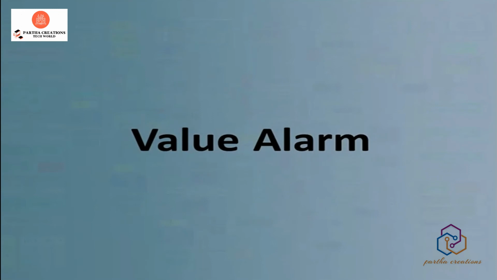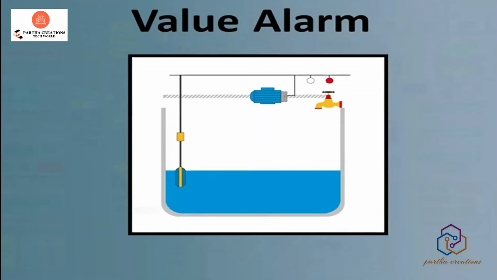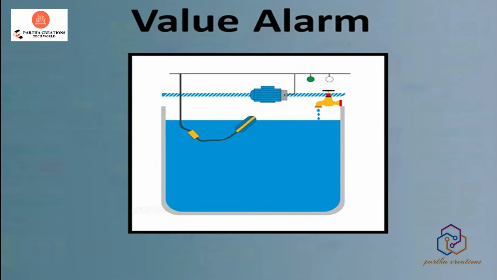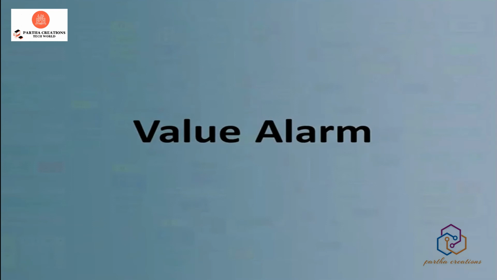The value alarm is related to a particular value or a range. For example, in our case of the water tank, when the water tank is being filled and if the tank is filled up to 90%, then I would need an alarm. So, whenever the level of the tank is more than 90%, an alarm would be generated and I would see an alarm. This alarm that is generated, we call it value alarm. When anything exceeds the particular value, then it is called a value alarm.